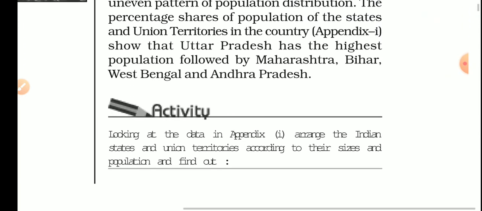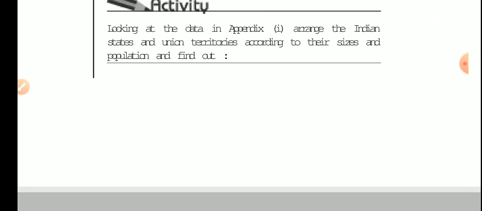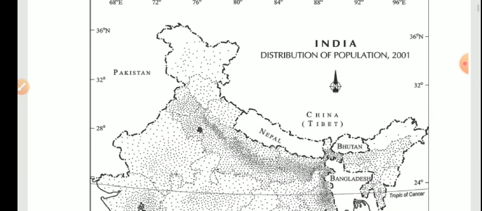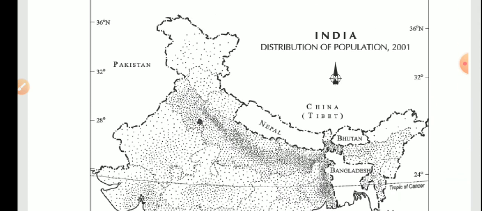Then, looking at the data in the appendix first, arrange the Indian states and union territories according to their size and population and find it. In the appendix, at the end of this book, all the states are given with their population size. Now see this figure. This is the dot method of representing population. The dot method comes under the Choropleth method, when we show the data by points or shading. This is called the Choropleth, actually isopleth method.